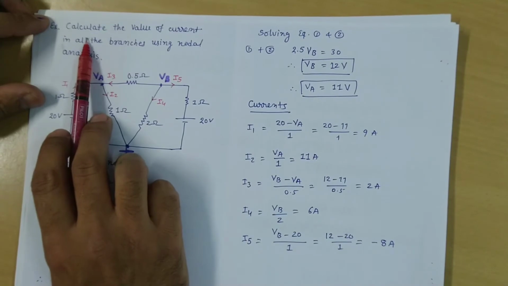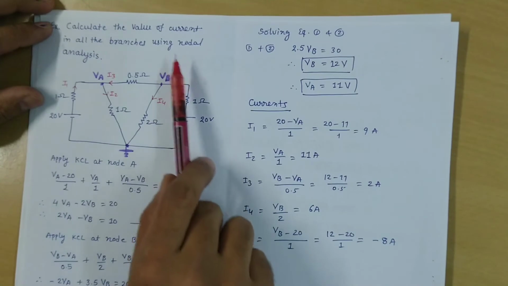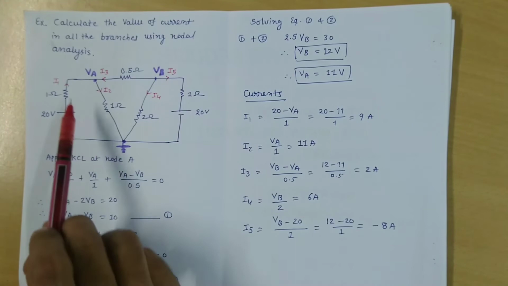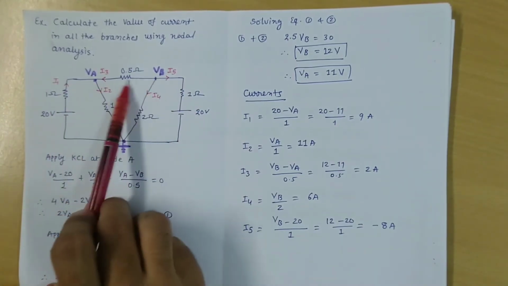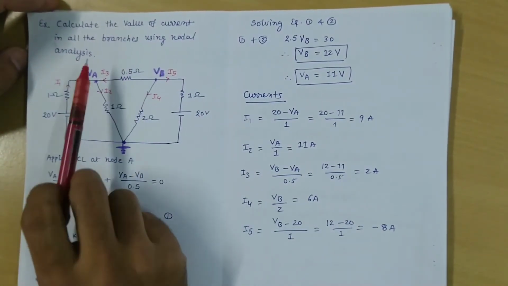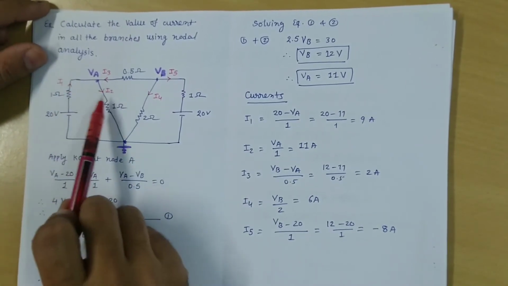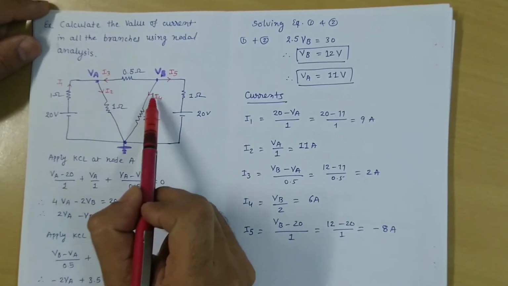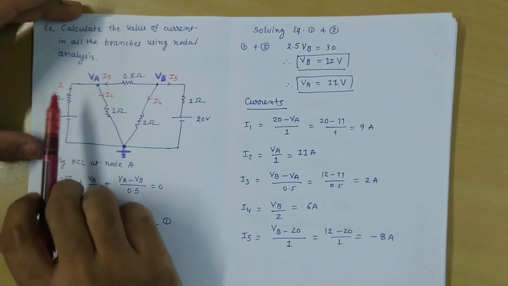So the question is like this: calculate the value of current in all the branches using nodal analysis. We have this circuit diagram. It has 1, 2, 3, 4 and 5 branches. We will assume the current in each branch. We are assuming current I1 flowing like this, current I2 flowing like this, current I3 flowing like this, I4 like this and I5 like this. So these are the branch currents we want to find.